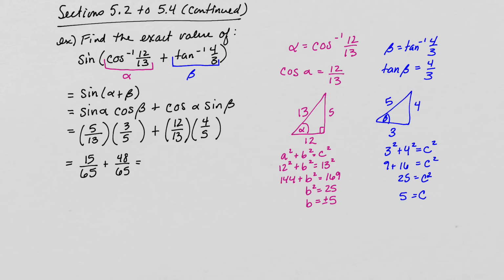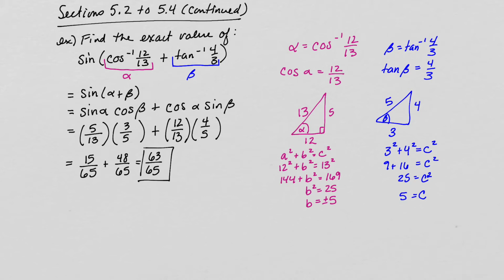And then 15 and 48 is actually 63. So I have 63 over 65, and I can't reduce that anymore. So the final answer here is 63 over 65. Does that make sense? Questions? No?